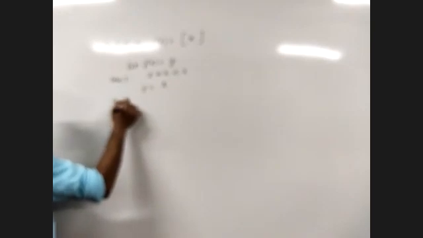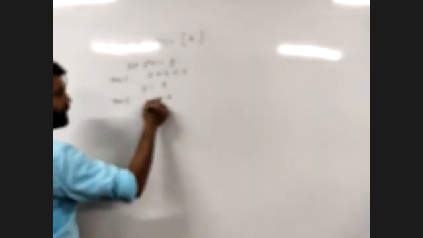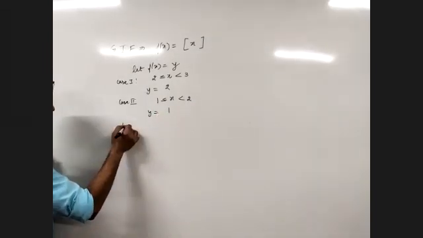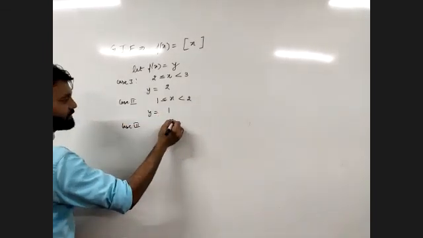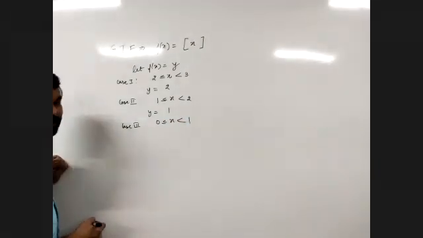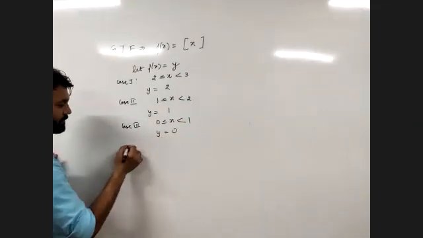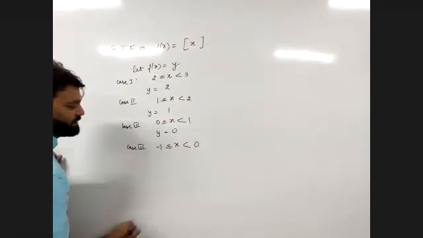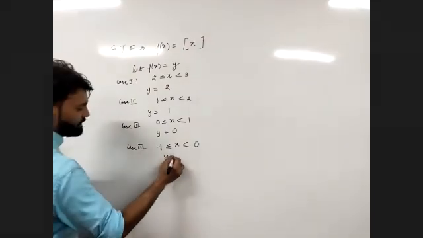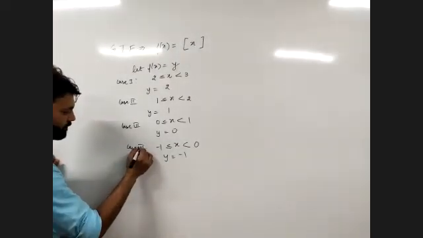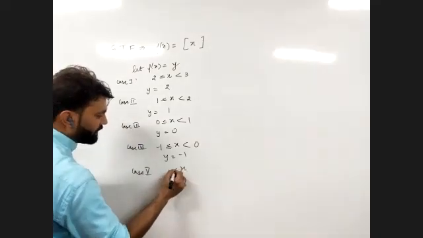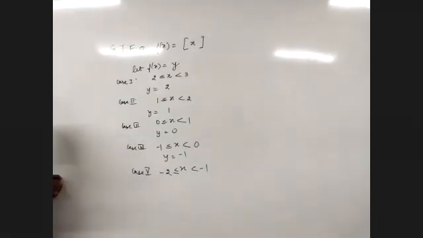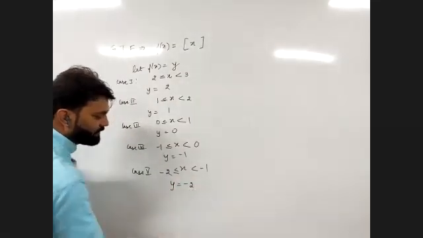Case 2: when x is greater than or equal to 1 but less than 2, what will be the value of y? When x is greater than or equal to 0 but less than 1. When x is greater than or equal to -1 but less than 0, this will be -1. When x is greater than or equal to -2 but less than -1, y will be equal to -2. Any doubt in this?